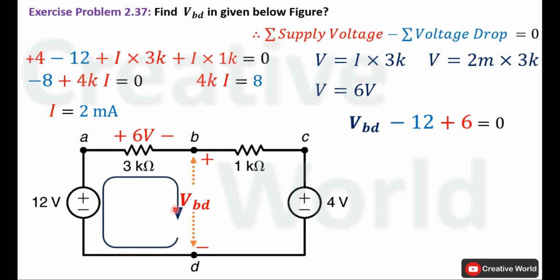Start from VBD. Current entering terminal is positive, so VBD will be taken with positive sign. Move to next element. Current entering terminal is negative, so 12 volt will be taken with minus sign. And move to last element. Current entering terminal is positive, so 6 volt will be taken with positive sign. Now subtract 6 from 12, it will become minus 6 because the larger value has a minus sign along with it, and place this minus 6 on the other side of the equal sign to calculate the value of VBD. That will become 6 volt. So the value of VBD inside this circuit is 6 volt.